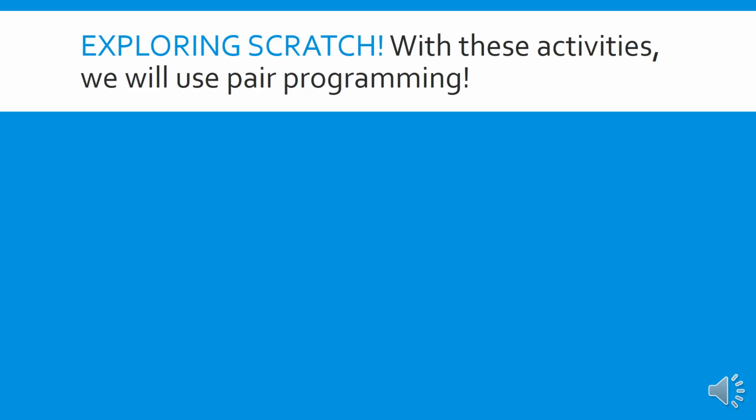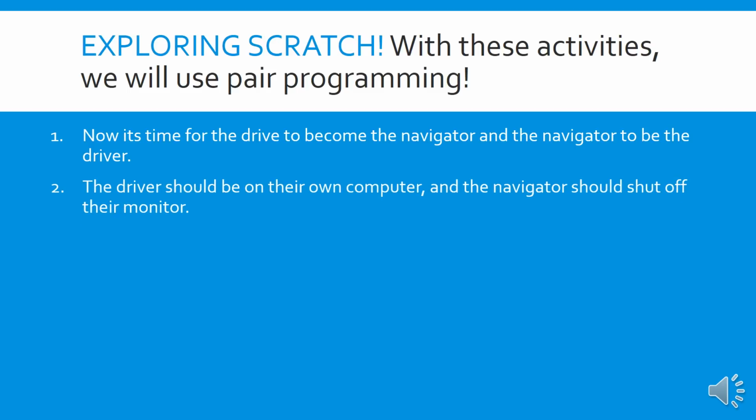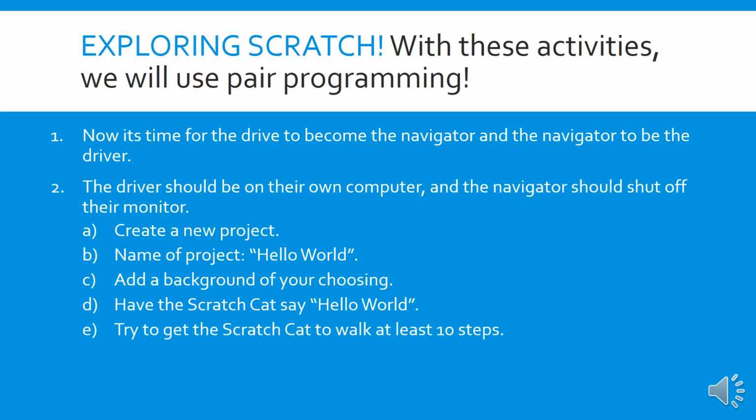Exploring Scratch, again using paired programming. Now it is time for the driver to become the navigator and the navigator to become the driver. The driver should be on their own computer and the navigator should shut off their monitor. The driver now will create their own new project. You'll name the project Hello World, add a background of your choosing, and try to have the Scratch Cat say Hello World, as well as try to get the Scratch Cat to walk at least 10 steps.